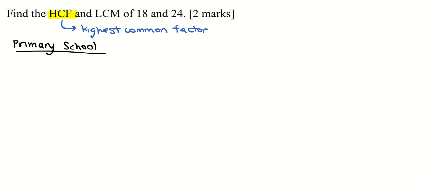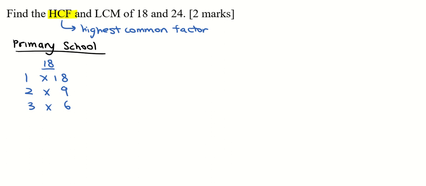If you recall, what do we learn in primary school? How do we start finding the highest common factor? We will first list down all the factors of 18 and all the factors of 24. Okay, so let's do that. These are the factors of 18: 1, 2, 3, 6, 9, and 18.